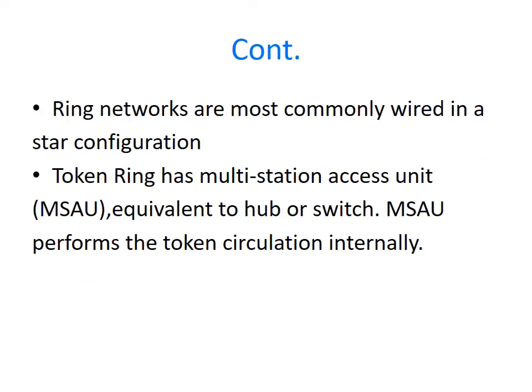Okay, moving on, ring topologies are most commonly wired in a star configuration. Token ring has a multi-station access unit, equivalent to a hub or switch. Hub and switch are two similar devices doing the same function, where it performs the circulation of data within a token circulation setup.